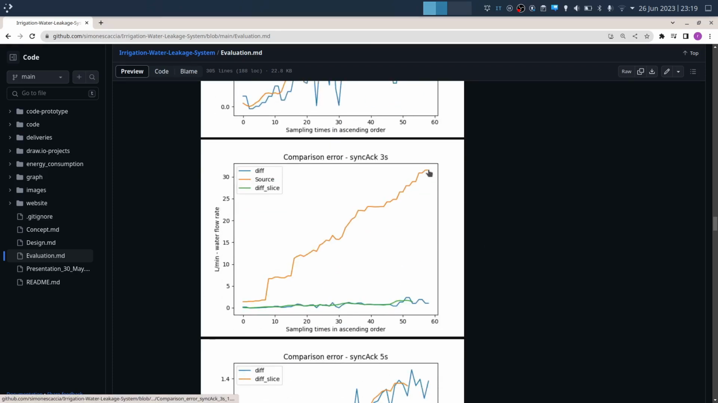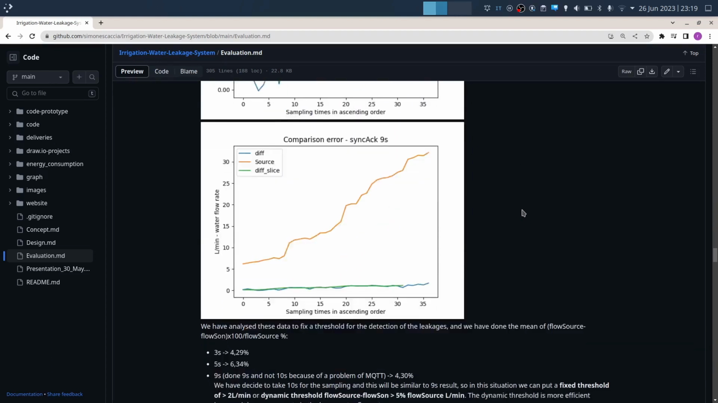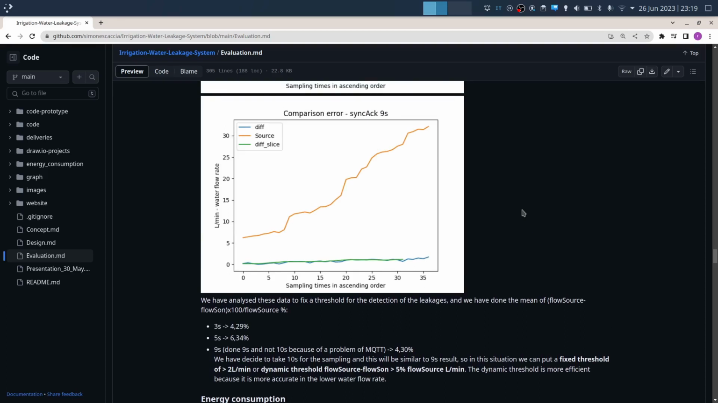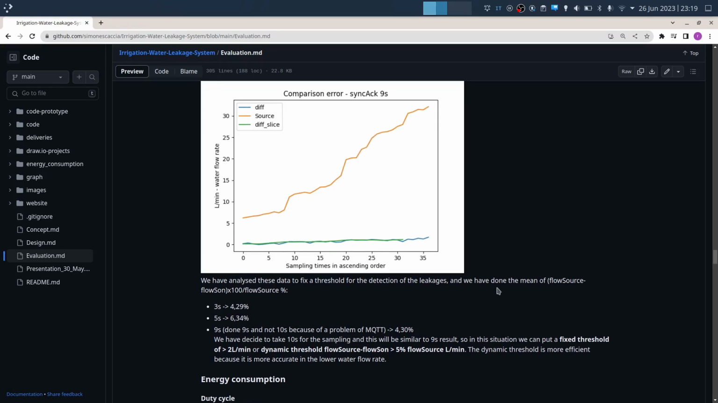In general, looking at this graph, we have observed that theoretically 5% of error can be good for the threshold, but after we understood that we have to add also the algorithm error, and we have decided to set the threshold to 10%. And this threshold works fine and does not have too many false positives.